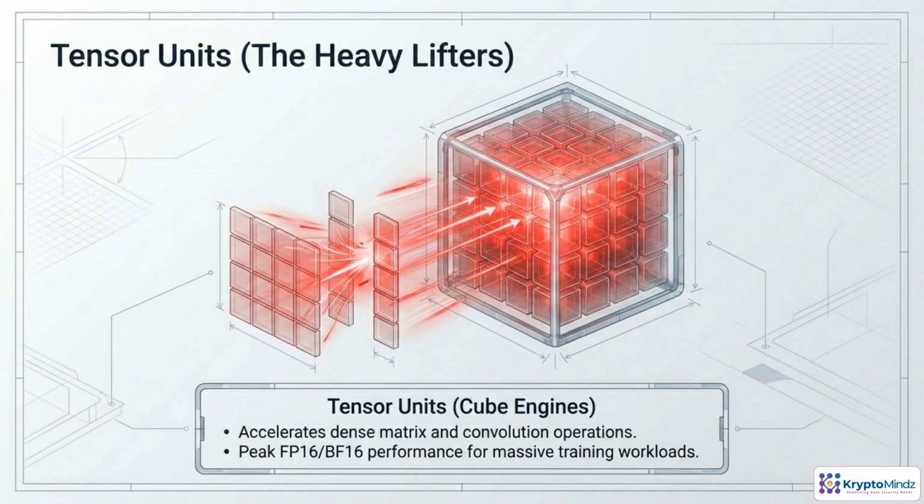Tensor units are the specialized engines that do most of the heavy lifting in modern accelerators. You can think of them as hardware built specifically for fast matrix math. Instead of doing one multiply-add at a time, they process entire tiles of a matrix in parallel, especially in FP16 or BF16, powering large-scale deep learning training runs.